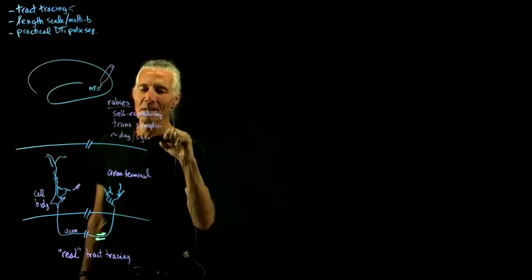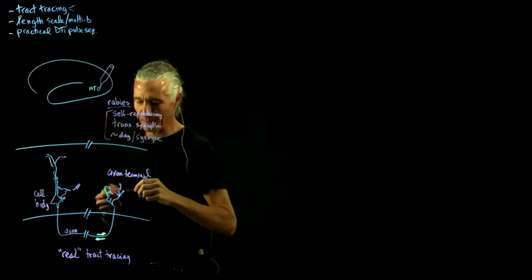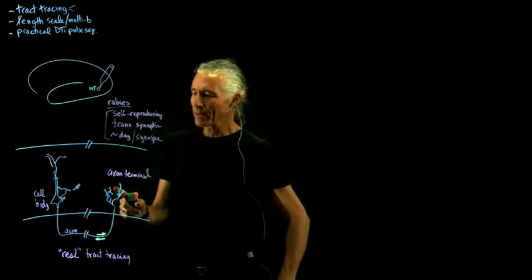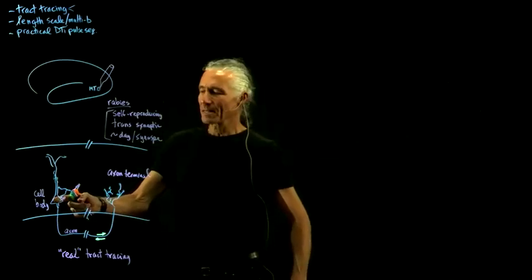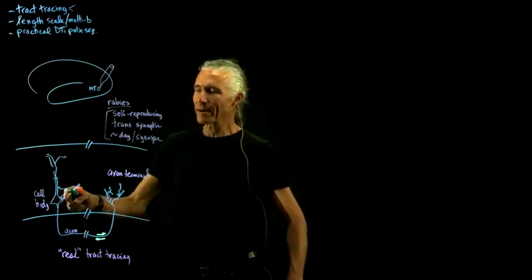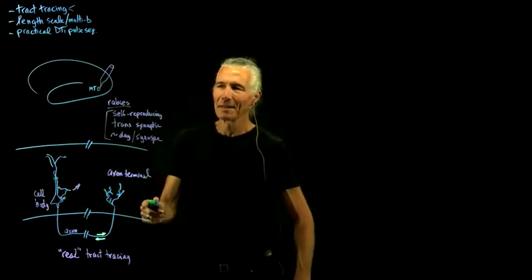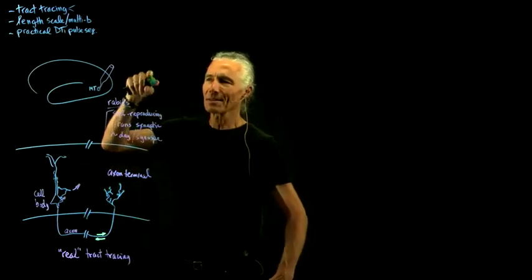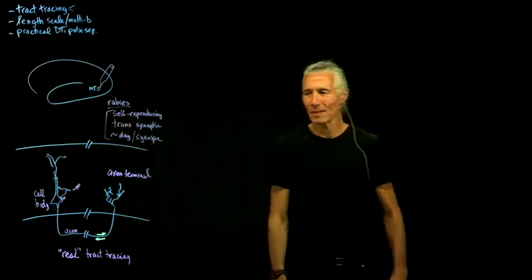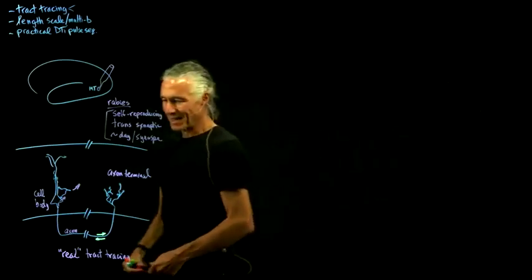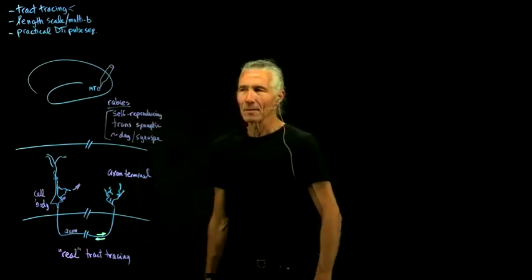So this is a very powerful technique, because you can actually see what's really hooked up to what. Because if you inject some of it here, one day later you'll find the cells that projected to that point. Two days later you'll find the cells that projected to the cell that projected to that point. Three days later you'll find the cells that projected to the cells that projected to the cells that projected to that point. It's an incredibly powerful technique. That's what we call real tract tracing, because you really are tracing the tracks.